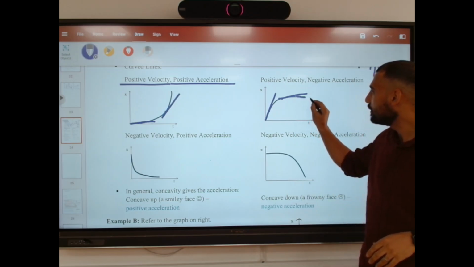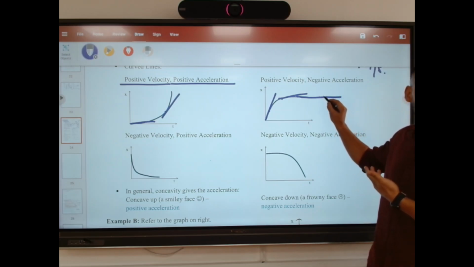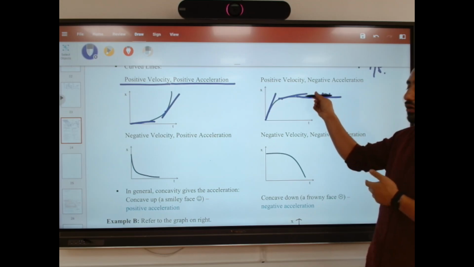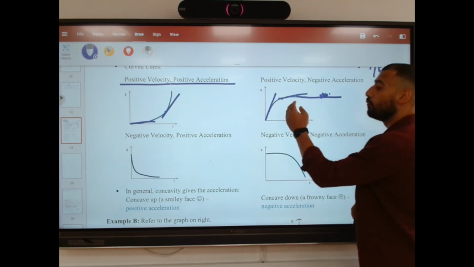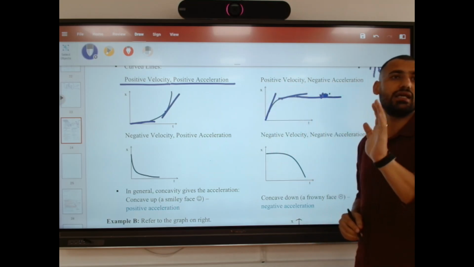See? It's a horizontal line. So what is the velocity here? Yes? 0. Because there is a horizontal line, isn't it? So more velocity, less velocity, and then zero. What has he done? He has applied the brakes.